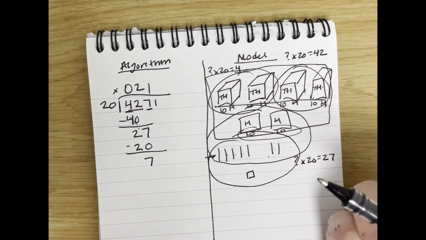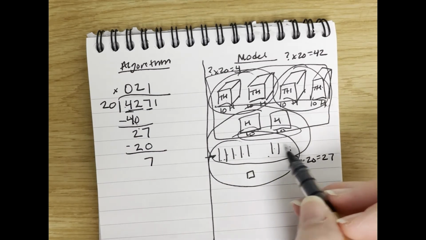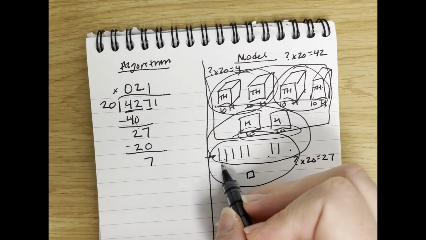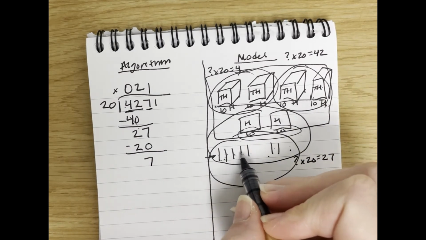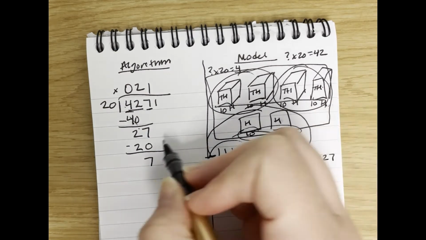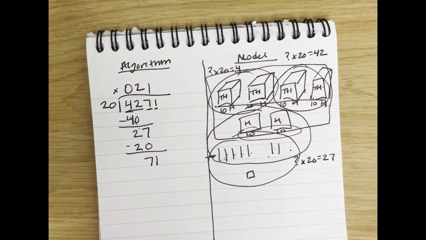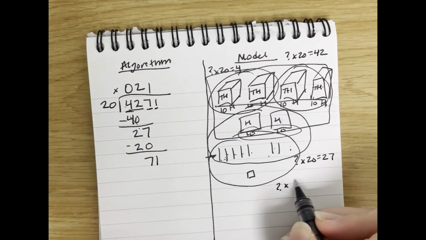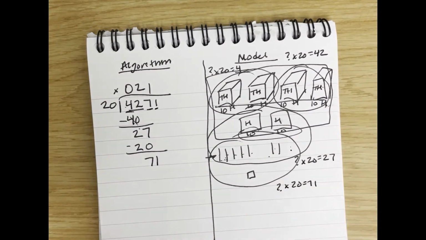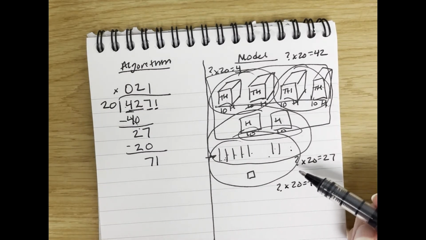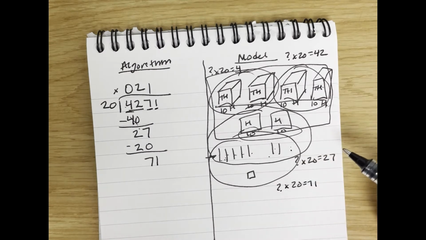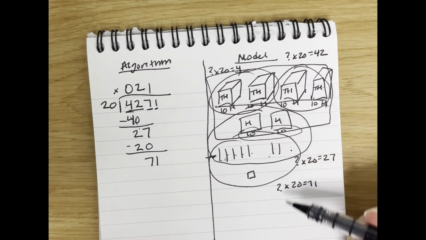Now I have my 7 tens, which is equal to 70. So 10, 20, 30, 40, 50, 60, 70 plus the 1. That's where that 1 is coming from. And then something times 20 equals 71. So they can possibly count by 20s or make a picture, or use repeated addition.